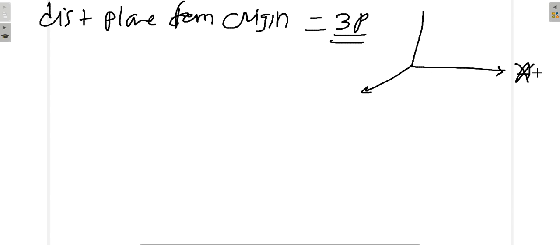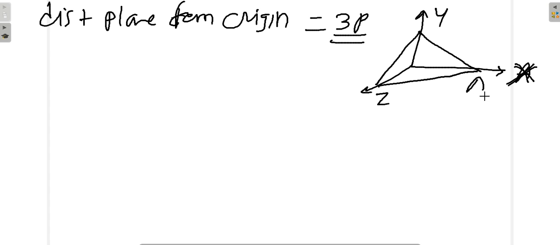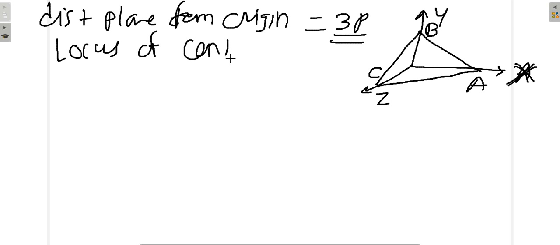Suppose this is the x-axis, this is the y-axis and this is the z-axis, and this plane cuts it at A, B and C. We are supposed to find the locus of the centroid of triangle ABC. We are supposed to find the locus of the centroid of triangle ABC.